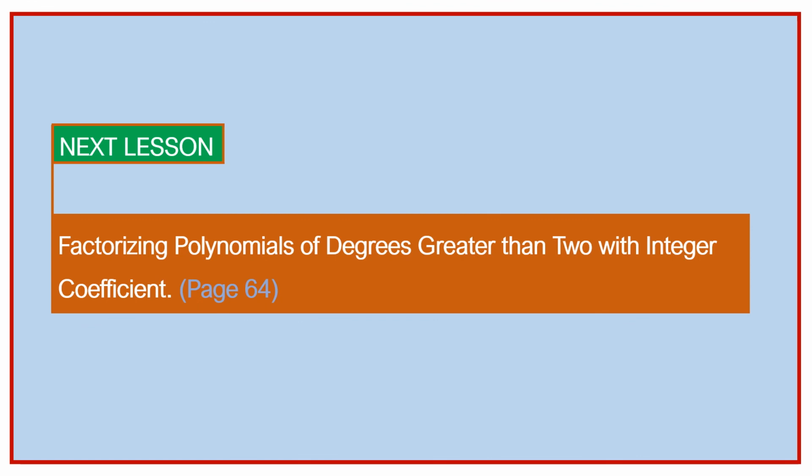10,600. So in the next lesson, we shall see how to factorize polynomials of degrees greater than 2 with integer coefficients. Thanks for watching.